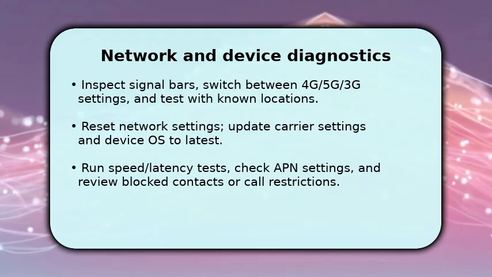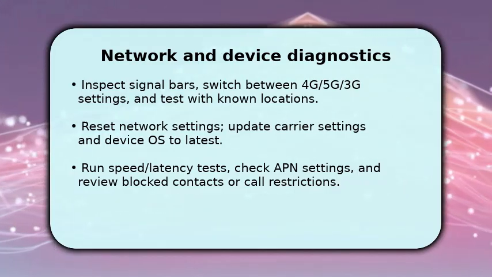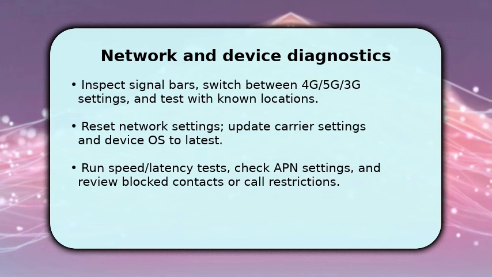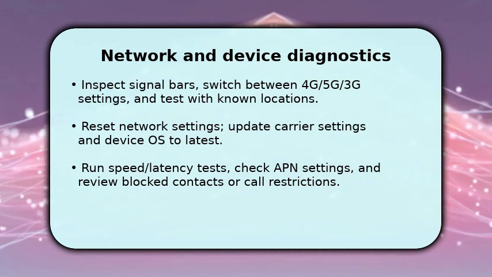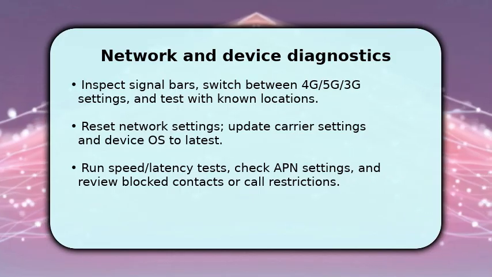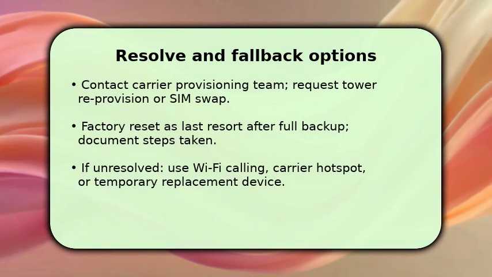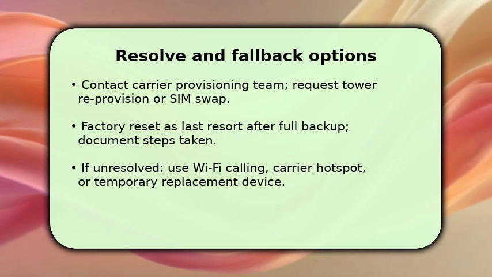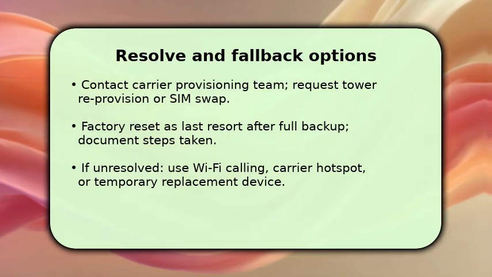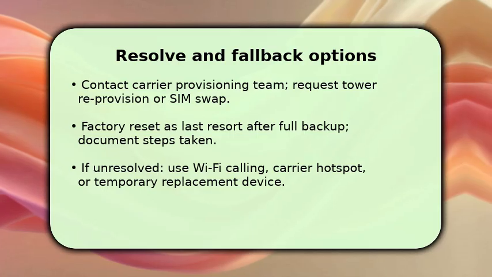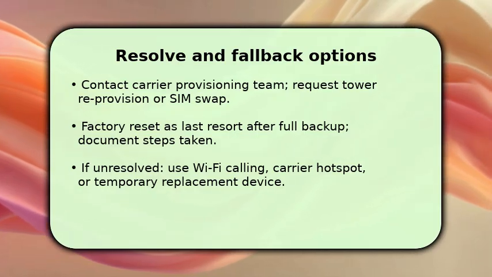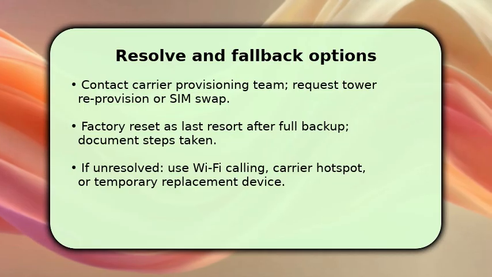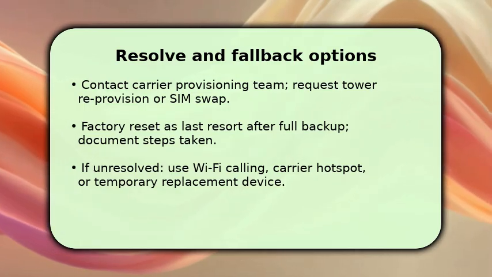Run speed and latency tests to identify congestion, and review call barring or blocked numbers that might prevent outgoing or incoming calls. Finish by escalating and applying final fixes so service is restored or workarounds are in place. Contact your carrier and ask their provisioning or engineering team to re-provision your line or push a carrier setting. Request a SIM swap if the SIM is suspect.